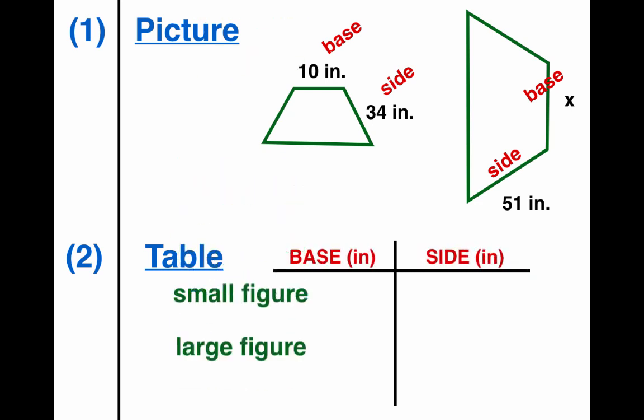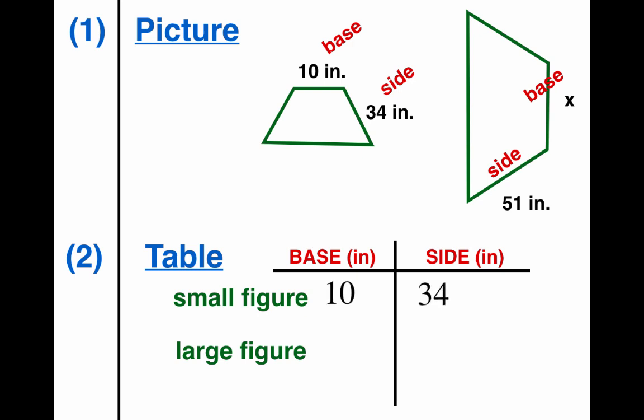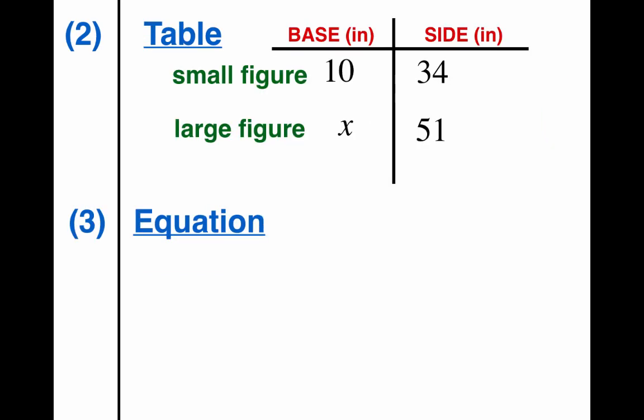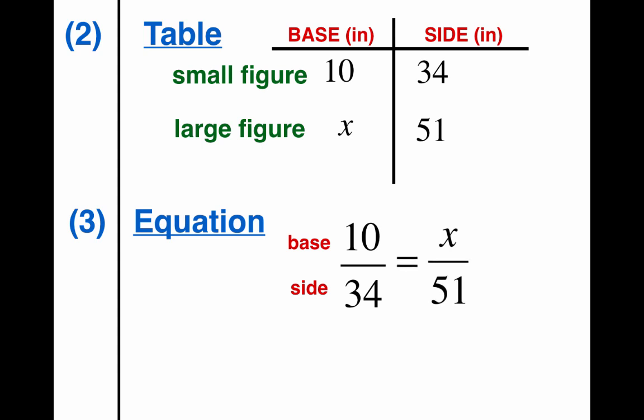And then we got two things. We got the small figure and we got the large figure. Now the small figure has a 10-inch base and a 34-inch side. But the large figure has an X base, we don't know the base, we're not sure, and a 51-inch side. Now that my table's set up, I am ready to set up the equation. So 10 over 34 is the small figure, that's the base and the side. X over 51 is the large figure, that's the base and the side.